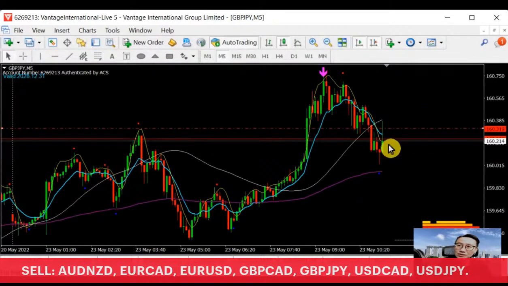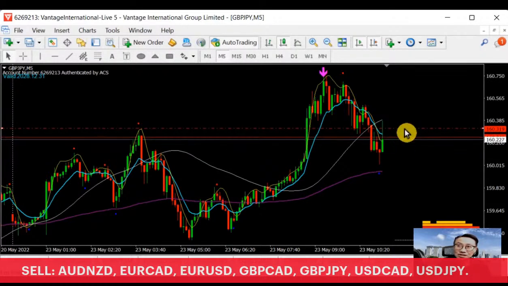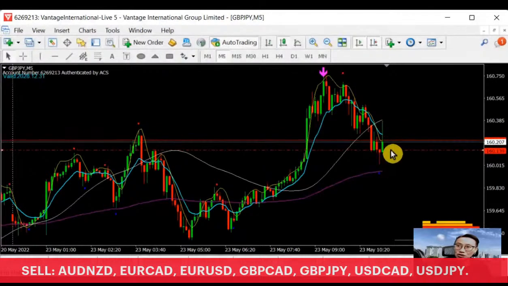Now let me show you. Can you see? This is the resistance, and now this is a very clear rejection. It shows that the resistance is there. Later on, when price comes lower, your 160.134 will become another resistance.